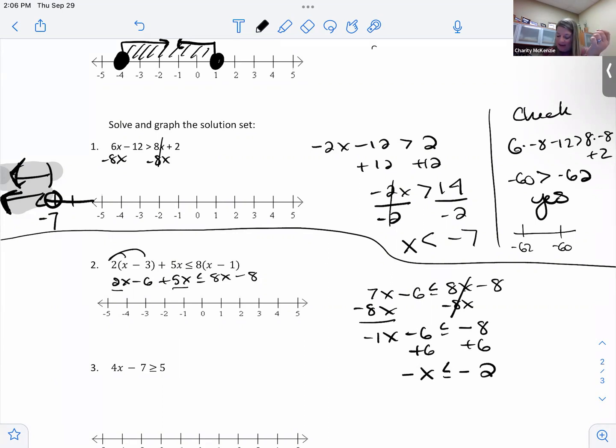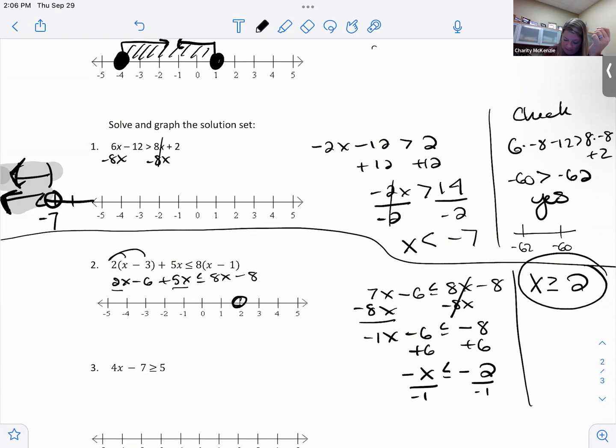Last step, I'm going to divide by a negative 1 or times by negative 1. And that's going to switch the inequality. And I end up with a positive x is now greater than or equal to positive 2. Okay, so go over here to 2, closed dot, because it's got the equal and greater. Okay, for this greater.